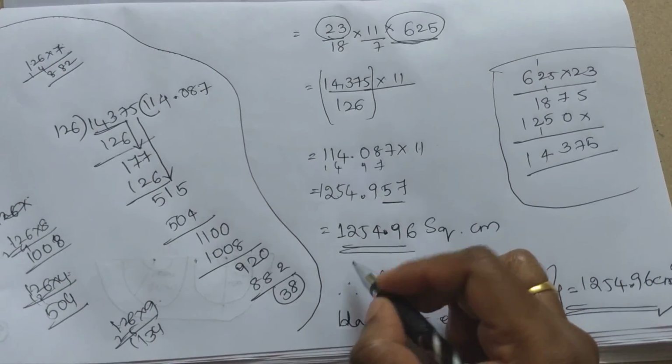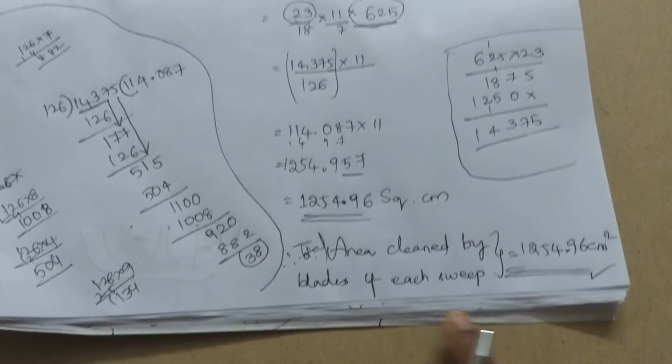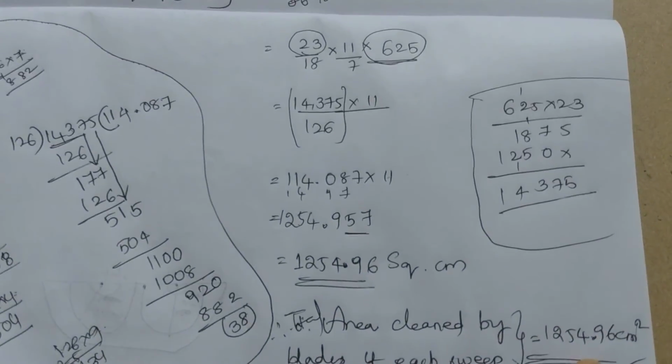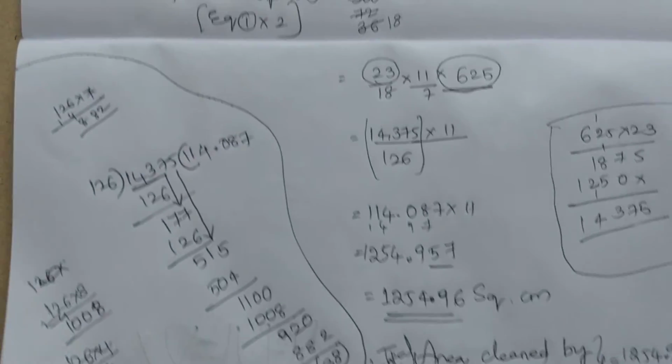So the total area is what? Total area cleaned by each sweep of the blades is 1254.96 square centimeters. So this is the solution.